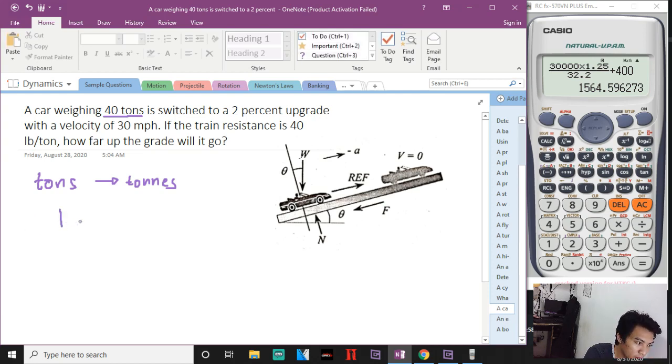1 ton is equal to 920 kgs. English ton, if not specified. But when they say 1 metric ton, that is 1,000 kilograms. That's what I'm teaching you.